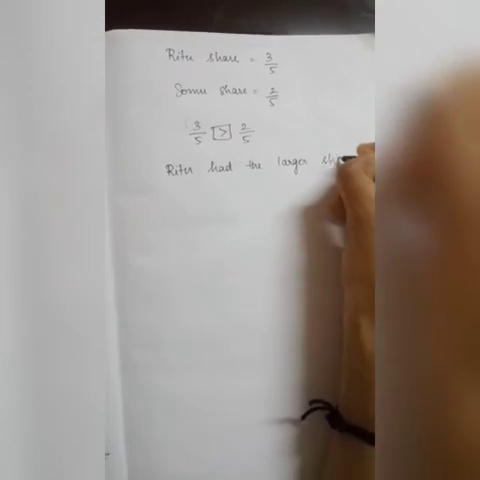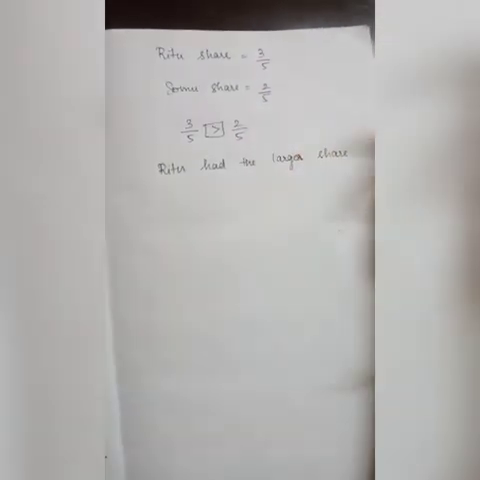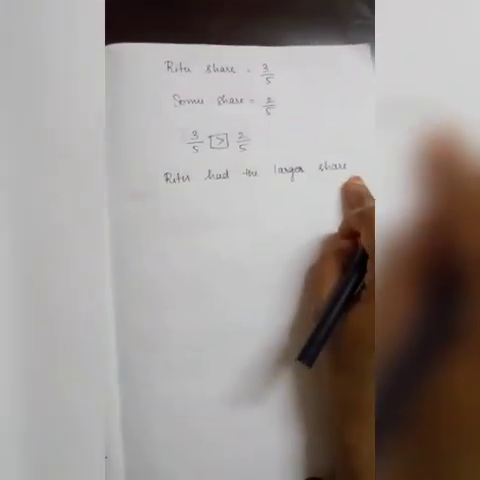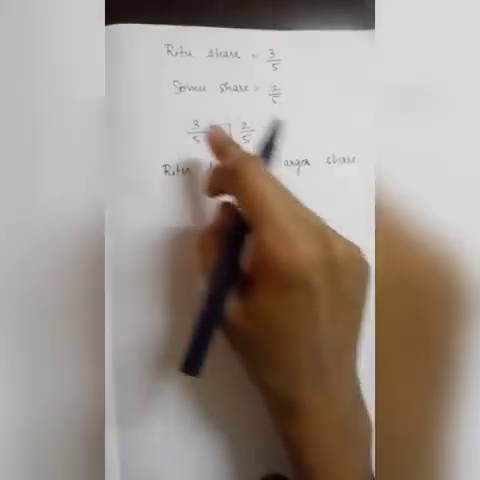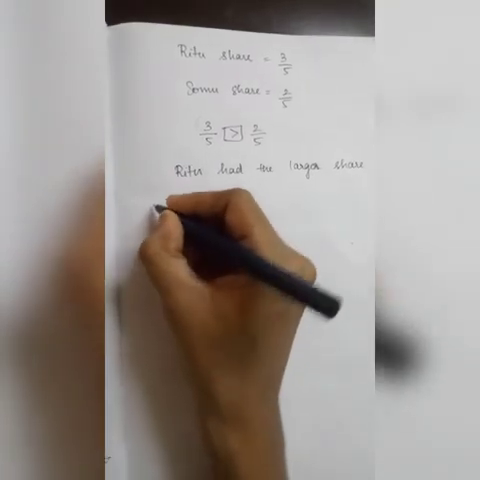Understood how I have written? I have just compared both of them's share. In that Ritu's share was greater. So I wrote Ritu had the larger share. They are asking by how much. So shall we subtract these two and see? Yes. By how much?